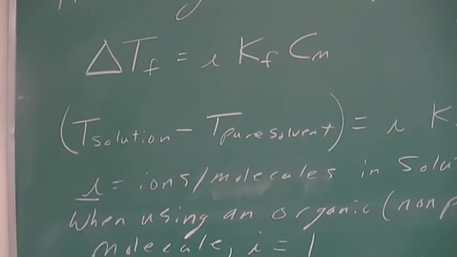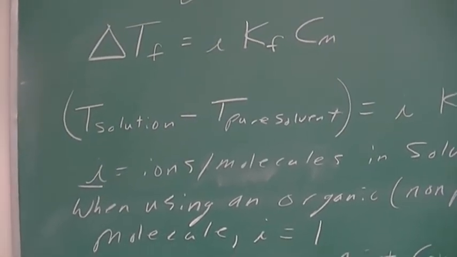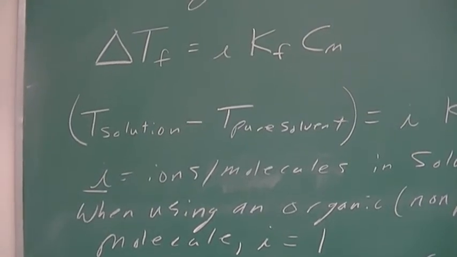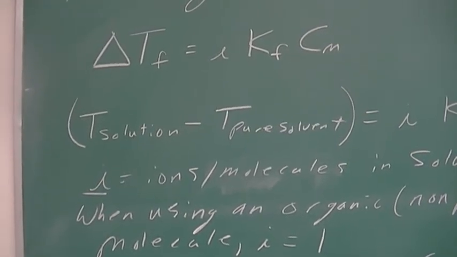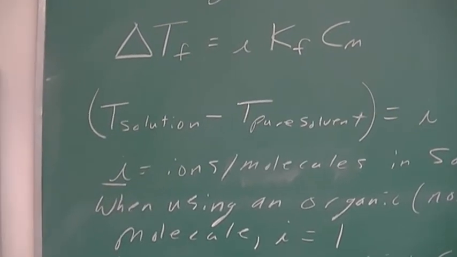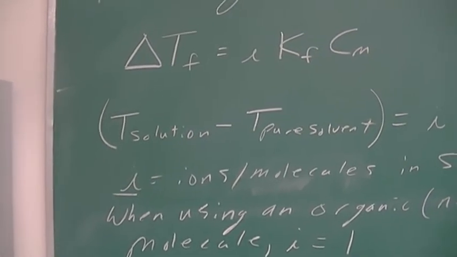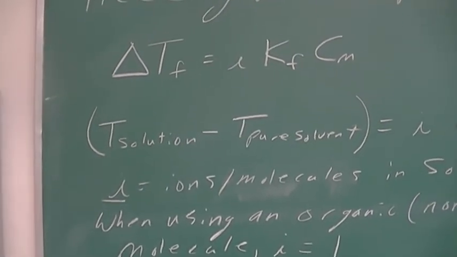The way we're going to do it in the lab, we're going to have our pure solvent, cyclohexane, and we're going to get a freezing temperature. Then we're going to add something to that solution, in this case naphthalene, and we're going to get another freezing point. All right, and so it's going to lower that freezing point.